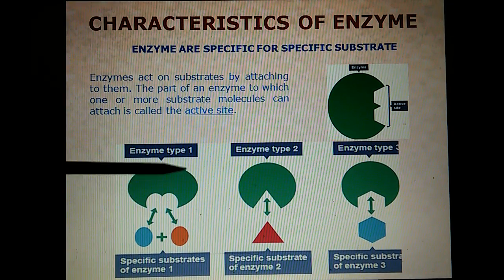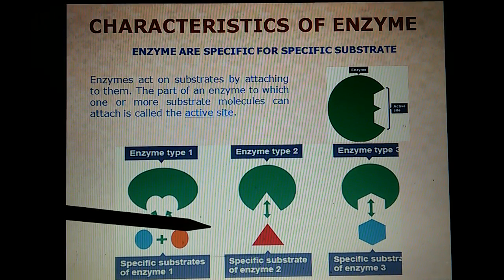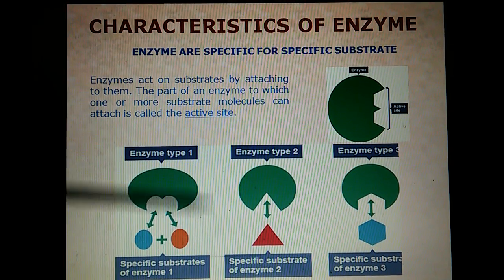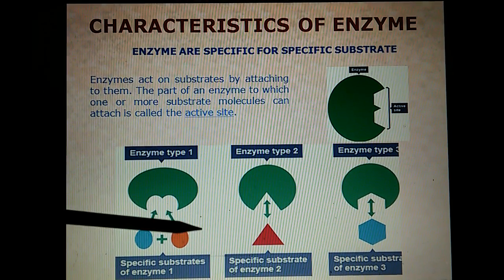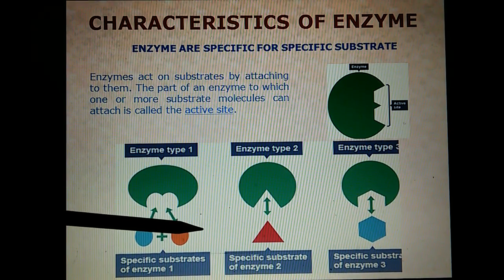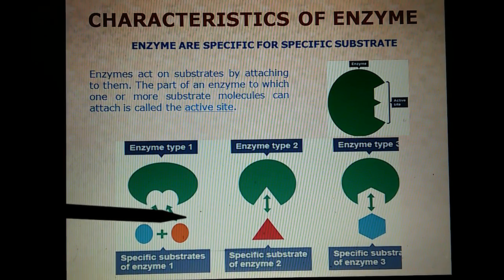Enzyme 2 has an active site that is somewhat triangular in shape. So any substrate which is triangular in shape can easily fit in this active site. So enzyme 2 is specific for a substrate which is triangular in shape.